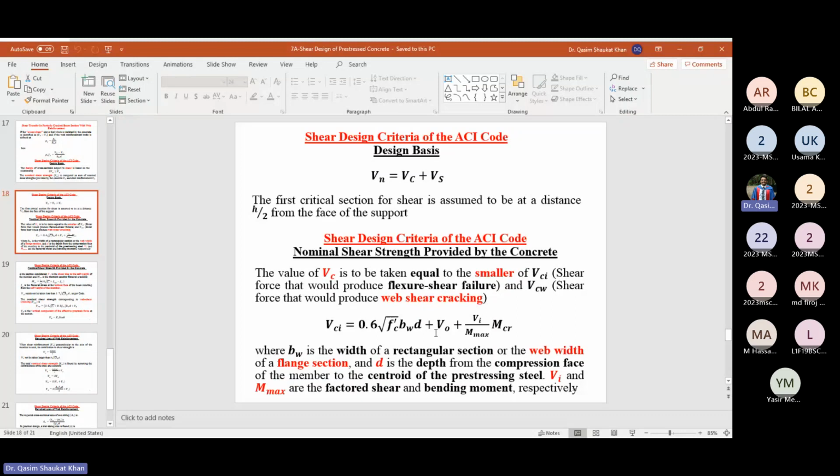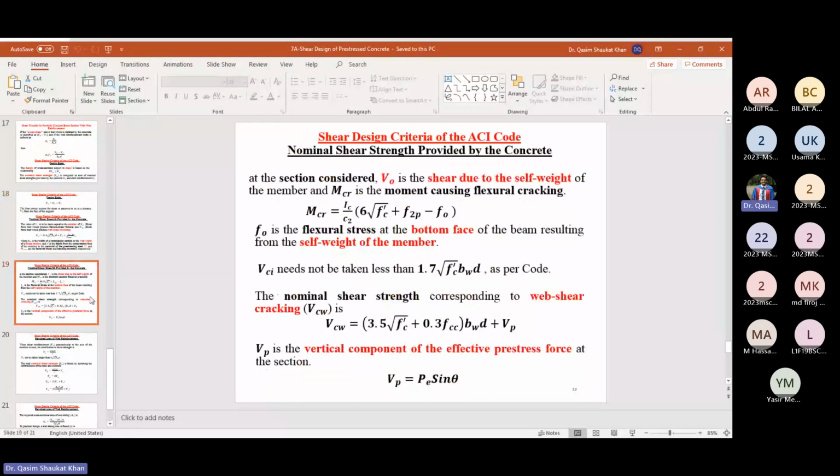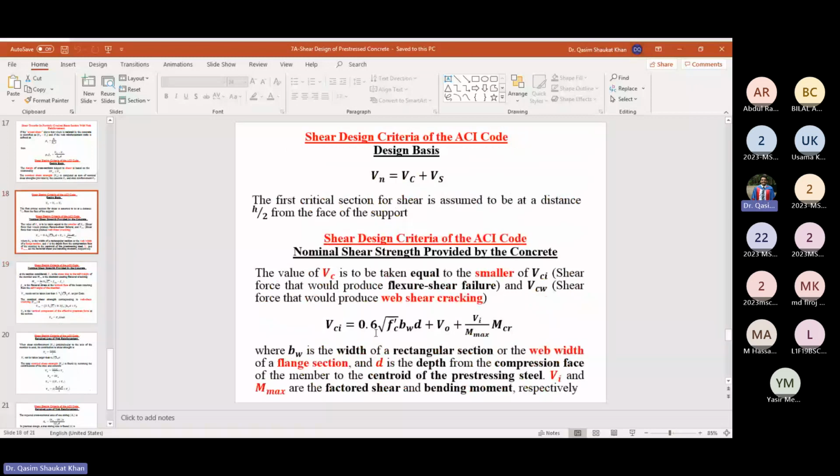V naught is the shear due to the self weight. D is the effective depth. BW is the web width. FC prime is the design strength, and 0.6 is the coefficient. Everyone noted down this formula? Please note down this formula.